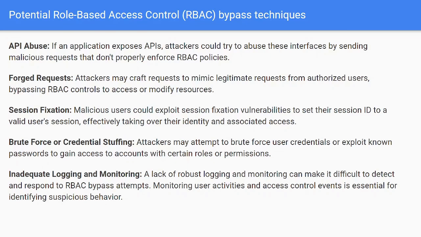And then the last one is inadequate logging and monitoring. A lack of robust logging and monitoring can make it difficult to detect and respond to role-based access control bypass attempts. Monitoring users' activities and access control events is essential for identifying suspicious behavior. So basically, if there is no adequate logging and monitoring of user accounts, it makes it difficult to detect when any of these bypassing activities is happening.